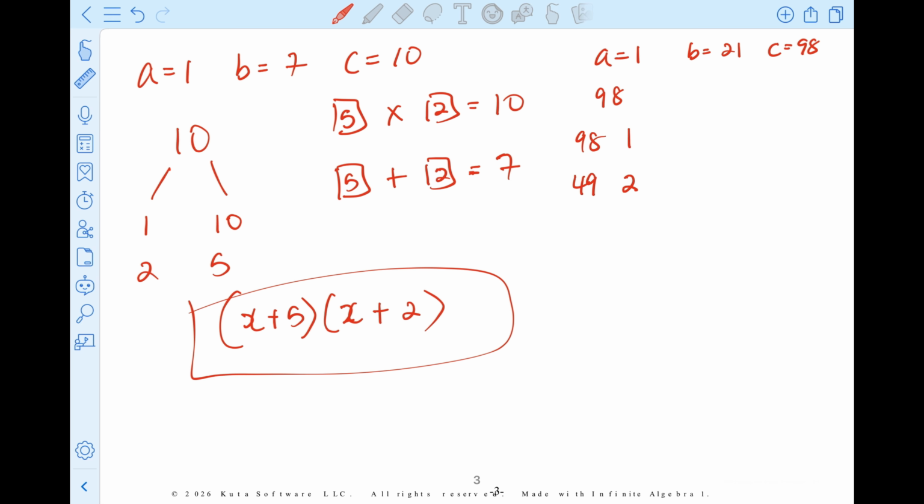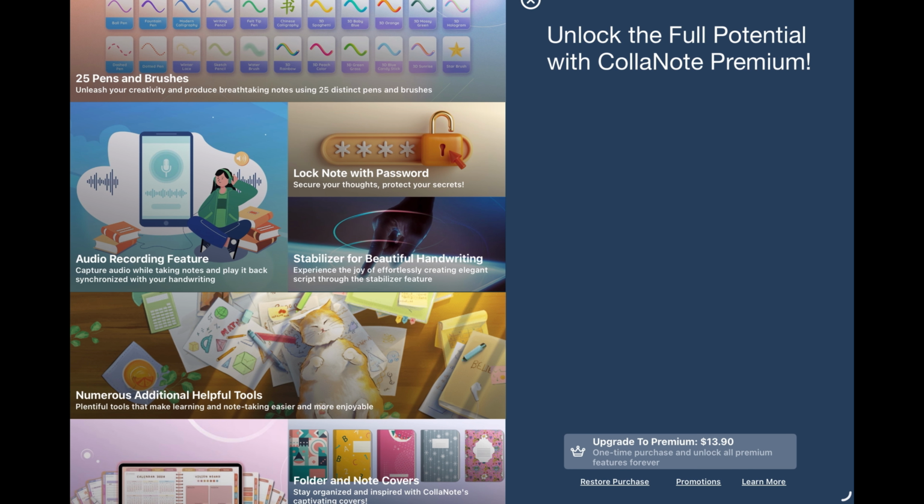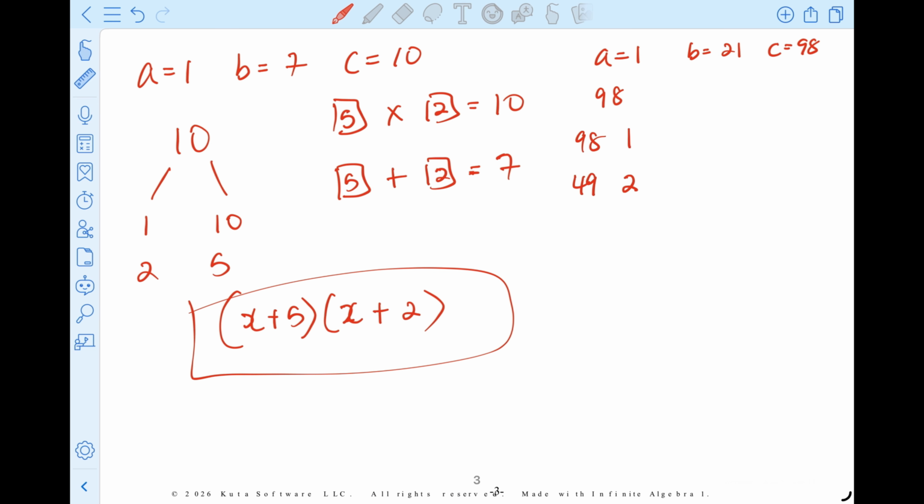I can't divide by 3, can't divide by 4 or 5 or 6, right? So you start to divide 49 by and find the factors of 49. You start with 3, 4, 5, 6, nothing works, so you get 7. So 49 divided by 7 is 7. So we have 7, 7, and 2, right?